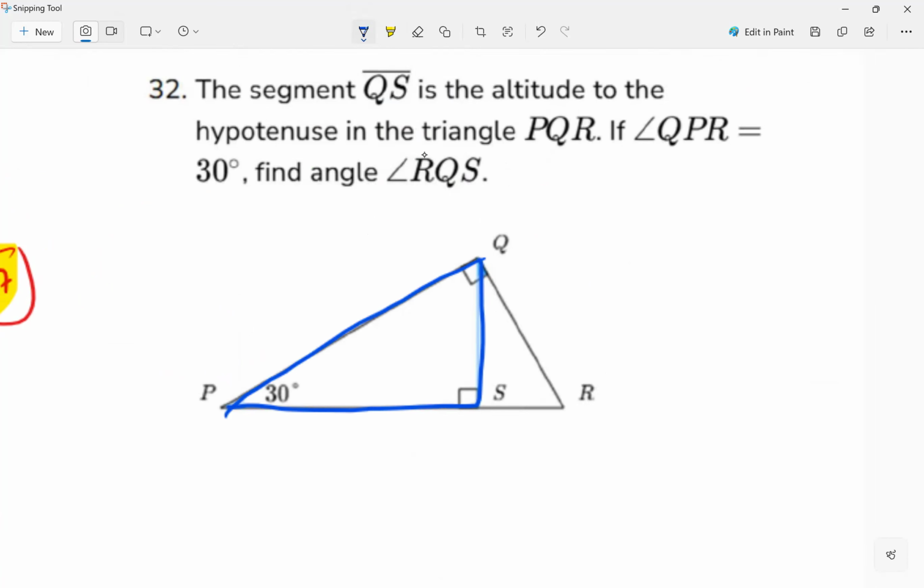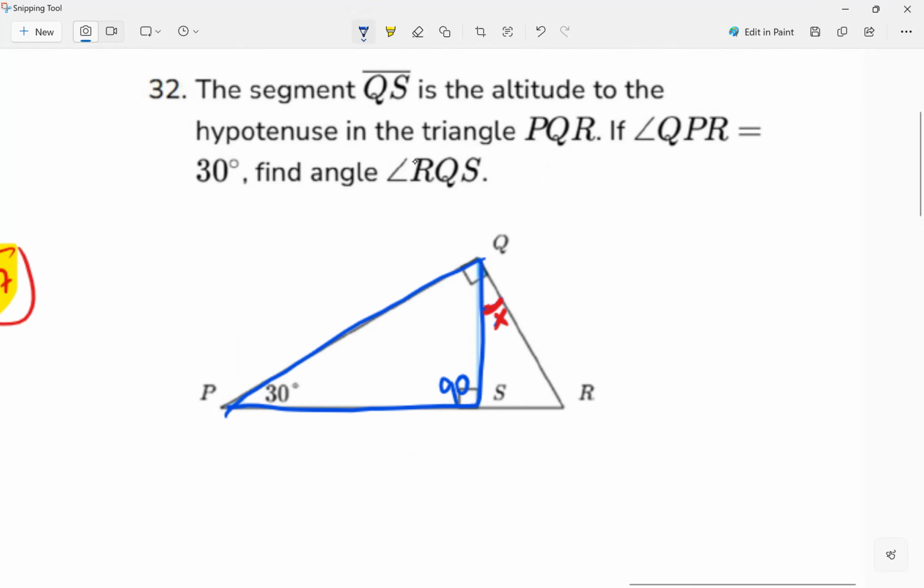One angle is 30, one angle is 90. Oh, by the way, I'm looking for the segment QS is the altitude to the hypotenuse in the triangle PQR. If the angle QPR is 30, so they gave me the 30 degrees, find the angle RQS. So I'm solving for this angle right here, which I'm going to call X. First, let me mark that in red. I'm looking for X.